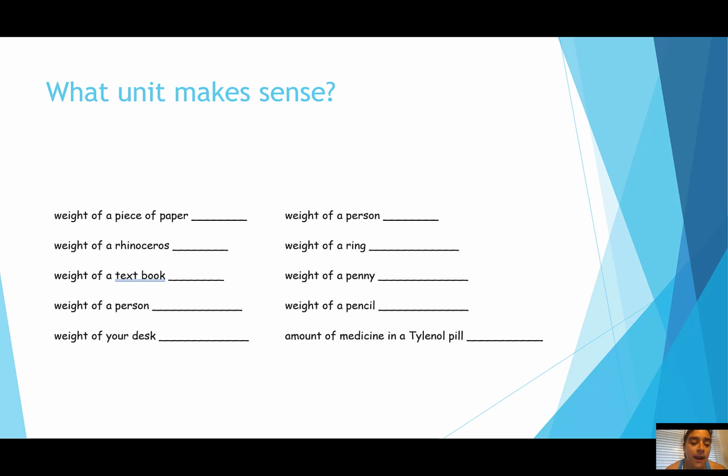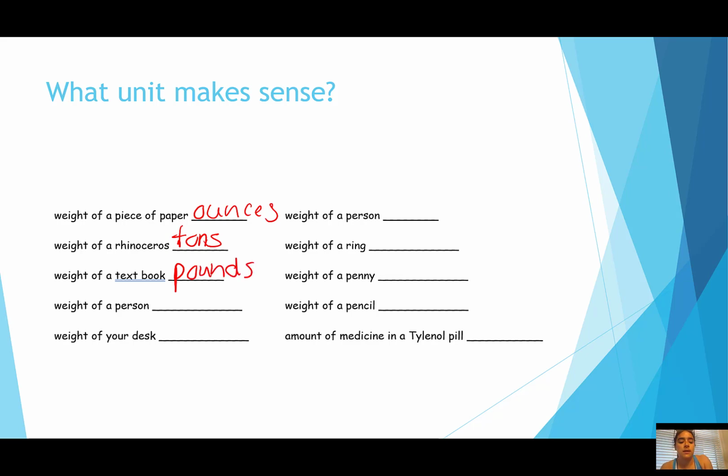All right, should we try it? The weight of a piece of paper is pretty light. I would weigh that in ounces. The weight of a rhinoceros, I'm trying to think, a rhinoceros is a huge animal, kind of like an elephant. I would weigh that in tons. The weight of a textbook, depends on how heavy the textbook is, but I think I would do it in pounds. But I could see that if it's a light textbook, you might use ounces.